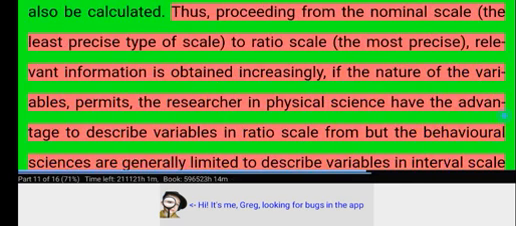Thus, proceeding from the nominal scale, the least precise type of scale, to ratio scale, the most precise, relevant information is obtained increasingly. If the nature of the variables permits, the researcher in physical science has the advantage to describe variables in ratio scale form, but the behavioral sciences are generally limited to describe variables in interval scale form, a less precise type of measurement.